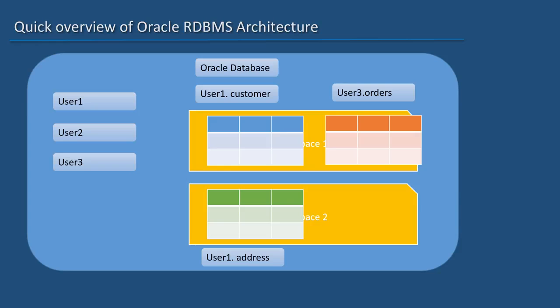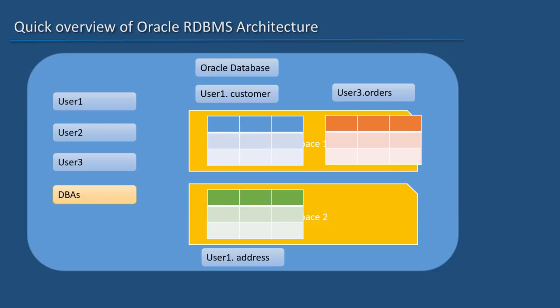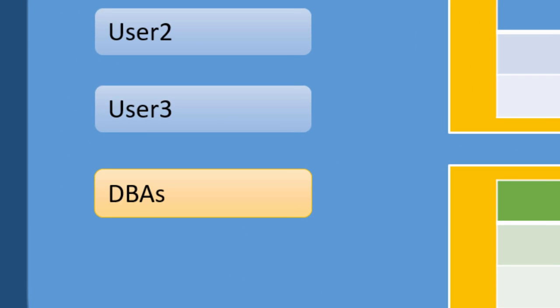By default, owners have all the privileges on the objects they own. They can read, write, delete, modify the data. If needed, they can completely drop the objects. They can also grant access on their objects to others. For example, if user 1 grants read privilege on the customer table to user 2, then user 2 can read data from that table.